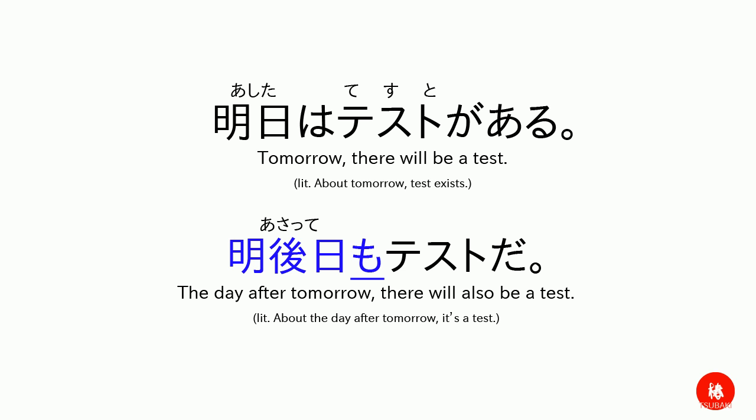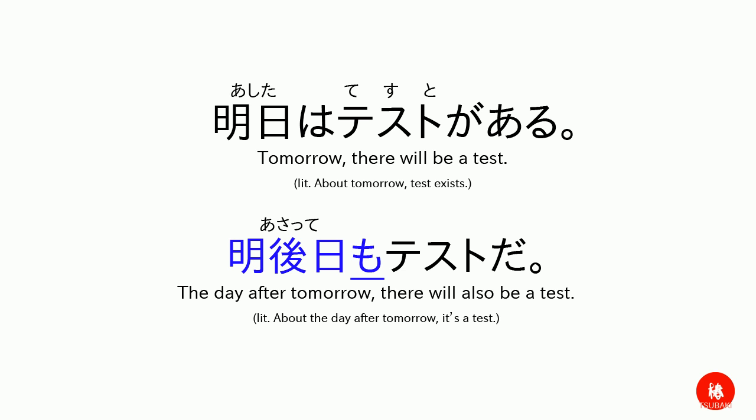Notice that since we know what we're talking about, that there's going to be a test, in the second sentence I just said asatte mo tesuto da. There is a test, and since we already know what we were talking about before, I can just say, oh, it's a test, and people would still understand what I'm talking about. So this is perfectly natural Japanese.